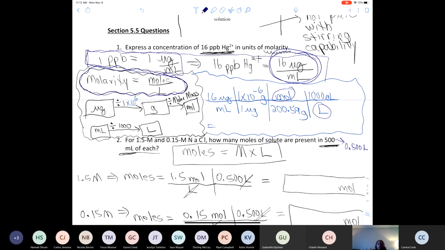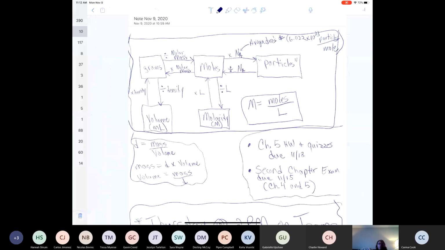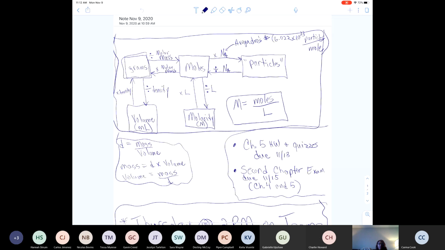And so you first want to convert the micrograms into grams. And then once we get the micrograms into grams, then we're ready to convert those grams to moles, and then convert the moles to molarity. So using this little flow chart, it kind of gets us set on a pathway for how we need to approach solving the problem.